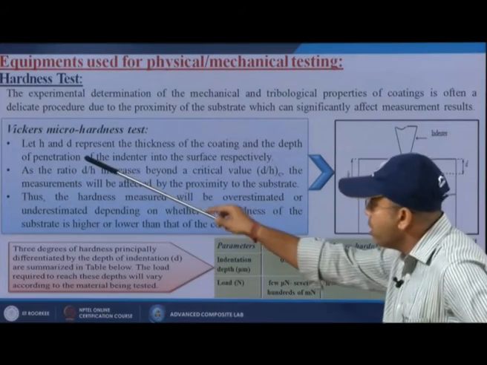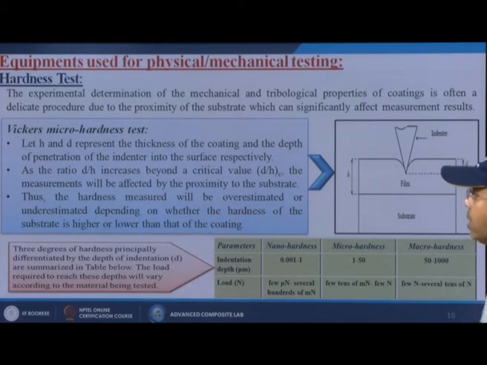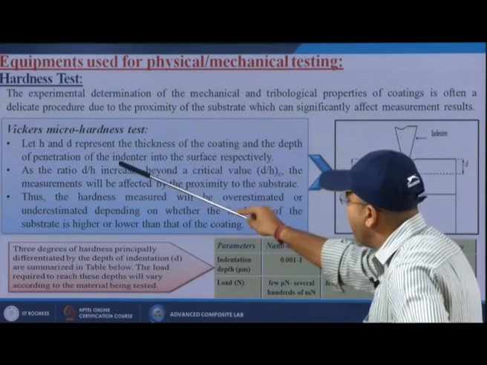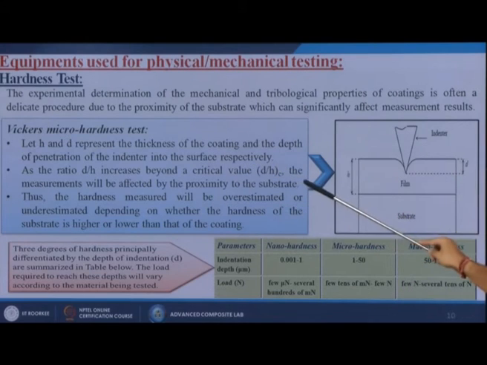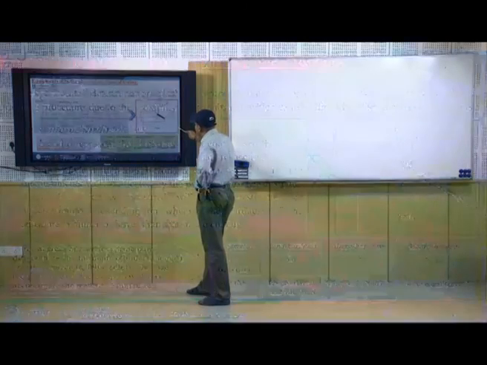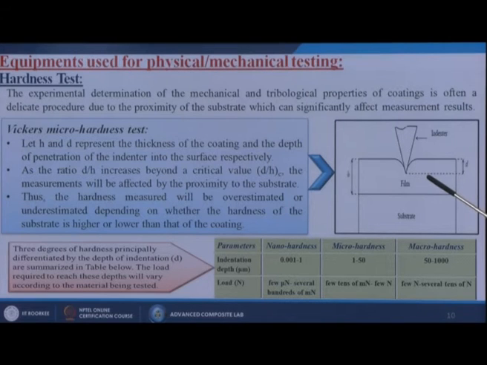What are those? The first one is called the Vickers micro hardness test. In this particular case we have a substrate, and we put a certain kind of film over it. Let h and d represent the thickness of the coating and the depth of penetration of the indenter into the surface, respectively. Here this is the coating thickness, this is our substrate, and we have an indenter. The total thickness of the film is small h, then I give a constant load onto the indenter, so that the indenter goes into the thin film. Suppose it goes up to small d.